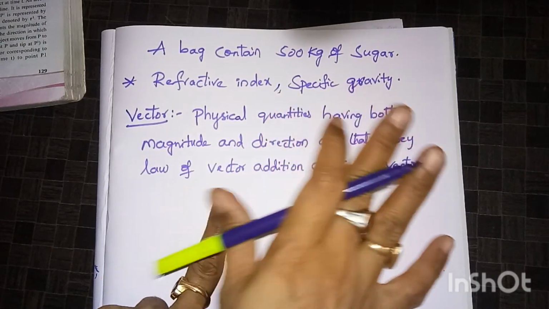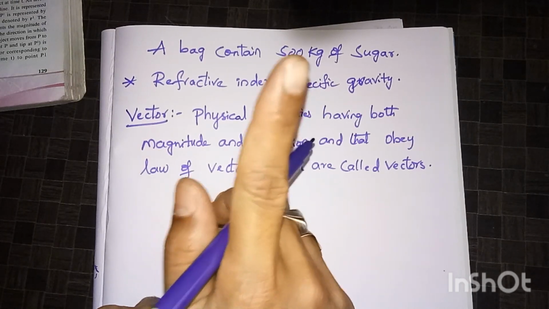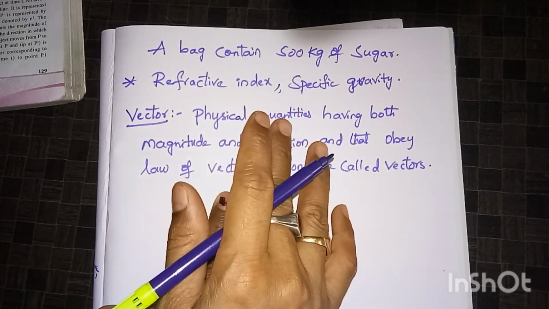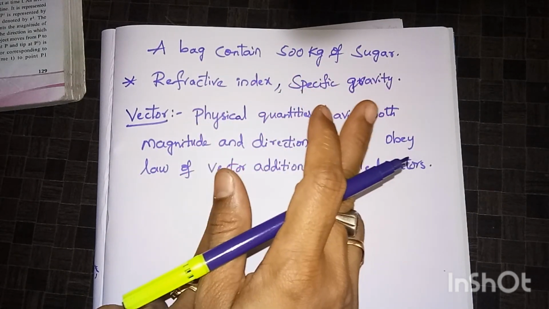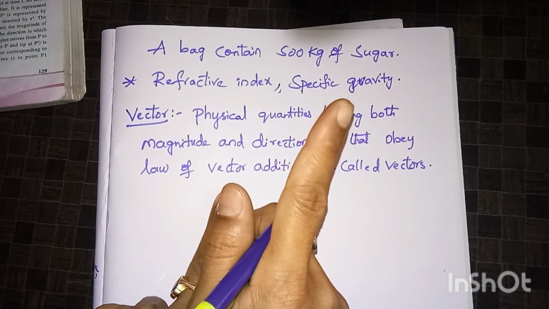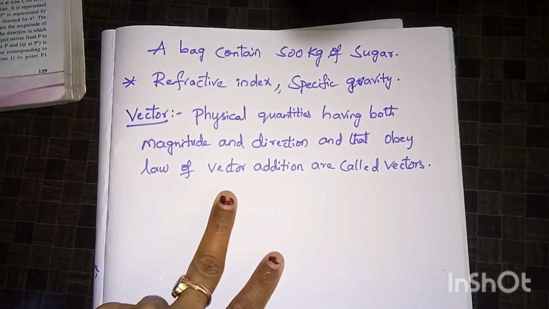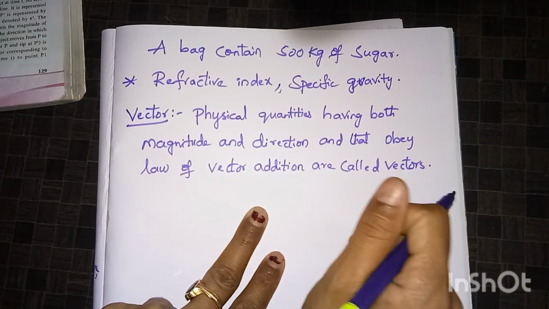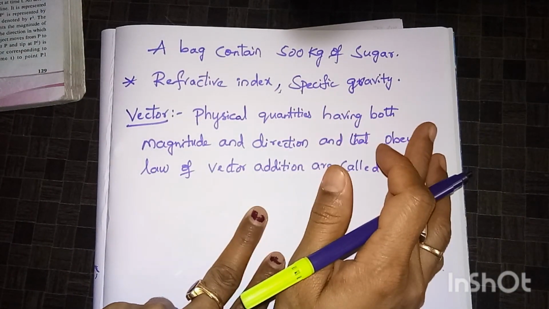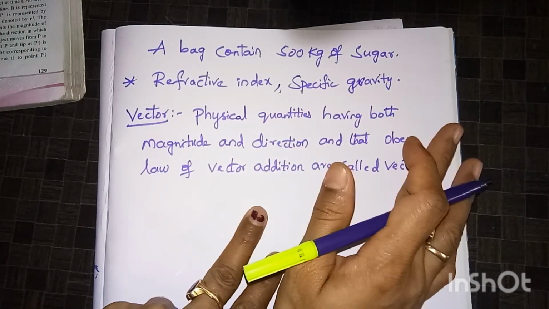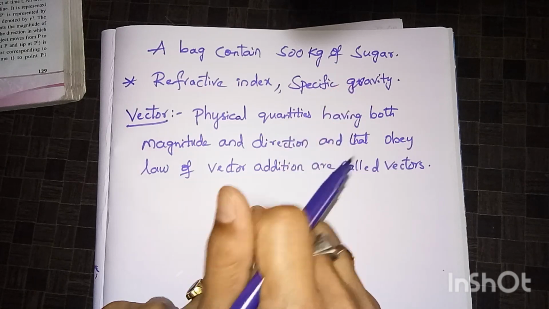So just remember that if a physical quantity has only magnitude, we consider it as a scalar. If a physical quantity has both magnitude and direction, and it should obey the law of vector addition, that we call a vector. Suppose a physical quantity has both magnitude and direction, but it does not obey the law of vector addition, then we consider it as a scalar.